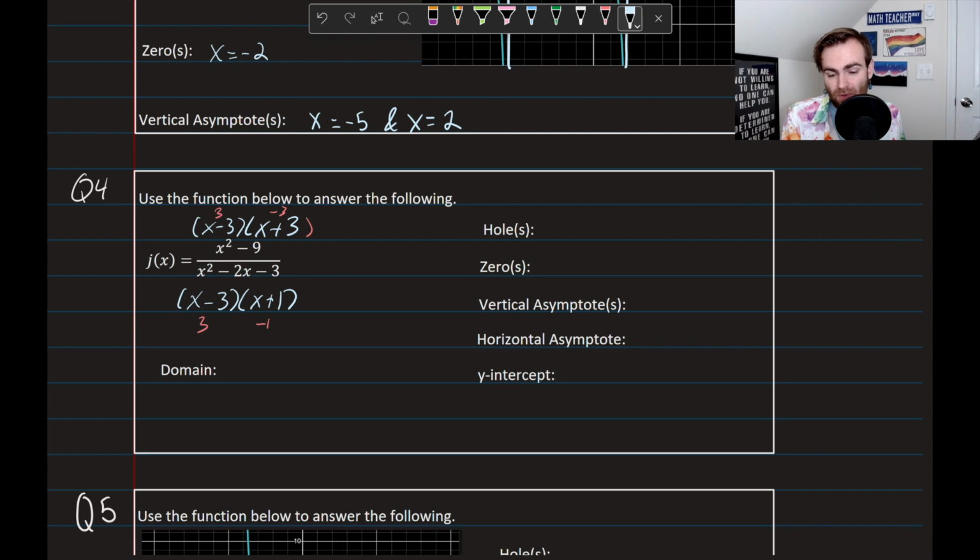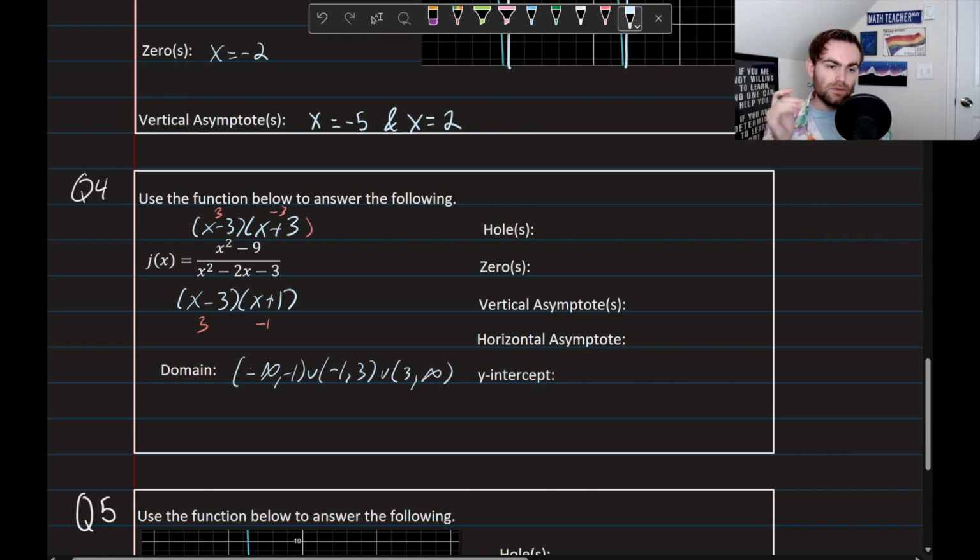Let's go ahead and list them. We do not have -1, so -infinity to -1. We do not have 3, so -1 to 3. And then we'll finish it up going 3 to infinity. Holes. We do have a common 0 for the numerator and denominator at 3, so that would be our hole. Our 0, what makes the numerator exclusively 0, that would be -3. Vertical asymptotes, what makes our denominator exclusively 0, that would be -1.